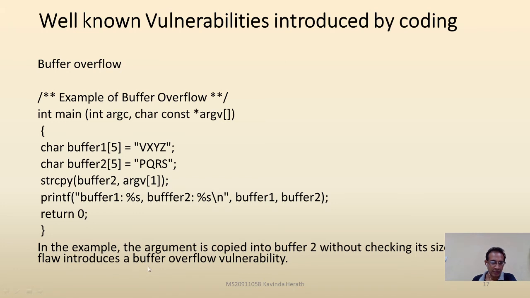This flow introduces buffer vulnerabilities. The argument is copied into buffer 2 without checking the size. Then a buffer overflow occurs, because there should be a particular limitation. Otherwise, what happens if the input is huge and everything is copied into that one buffer? That may cause trouble. The ultimate result is that there is no space left to continue running the program.